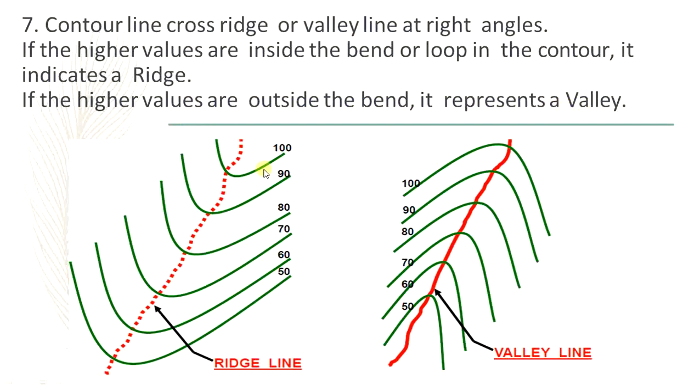Here we see the ridge line and valley line. When the higher values are at the inside of the bend of the contour, it is known as the ridge line. When the higher values are outside the bend, it is known as the valley line. This shows the higher values at the inside bend, and this shows the higher values in the outside bend. This is the ridge line and valley line.